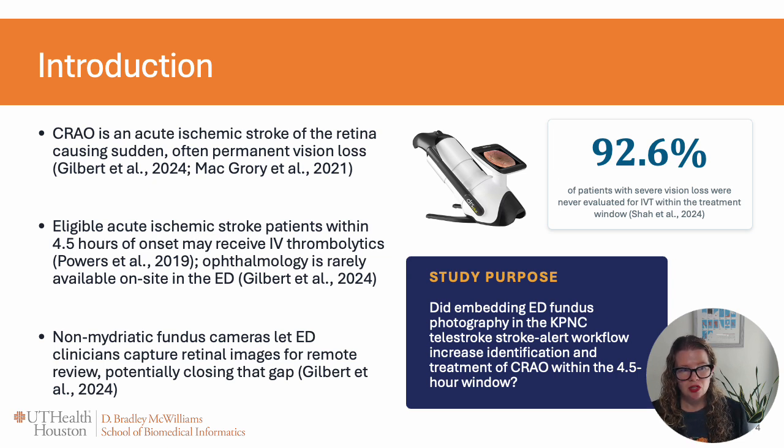So in eligible acute ischemic stroke patients who do present within 4.5 hours of symptom onset, they might be eligible to receive IV thrombolytics, also known as a clot buster. Those medications typically involve either tenecteplase or alteplase.